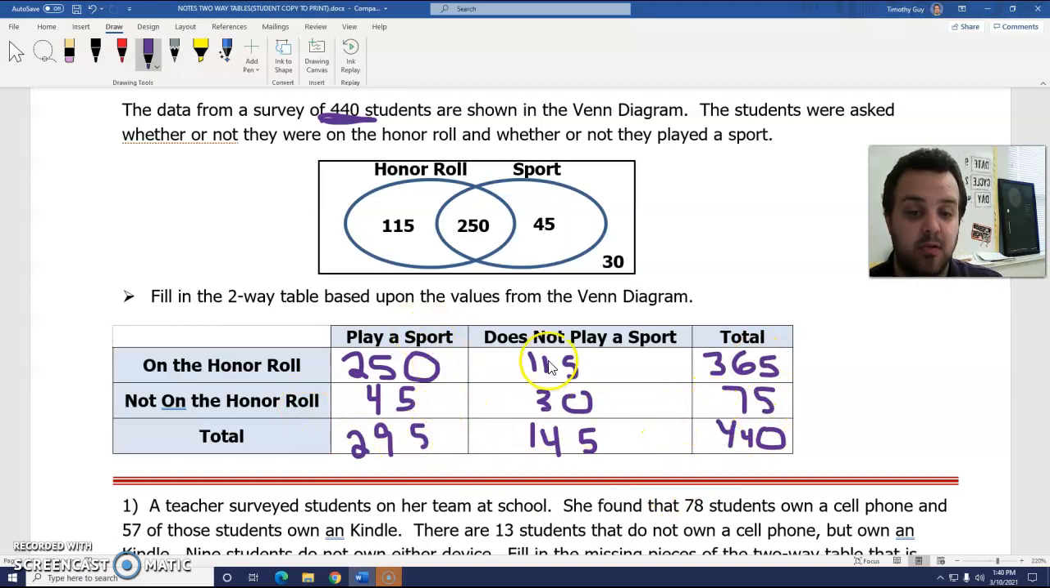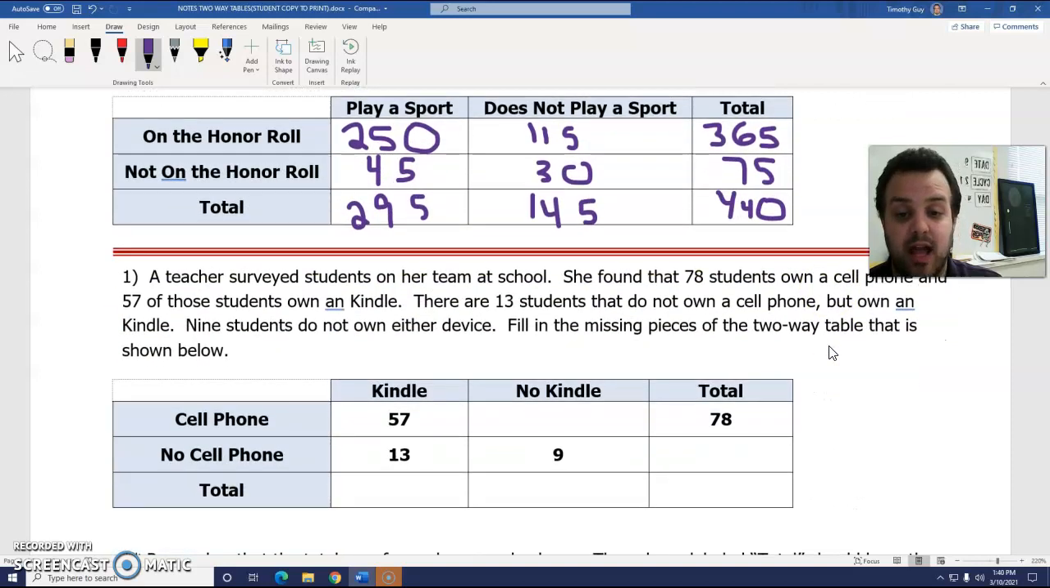Total people playing a sport. Total people not playing a sport, and then the total people in the survey right there. And then I get all those individual things that I want. Who plays a sport and is on the honor roll, who plays a sport and is not on the honor roll, all that stuff. The two-way table tells me all of that, okay?